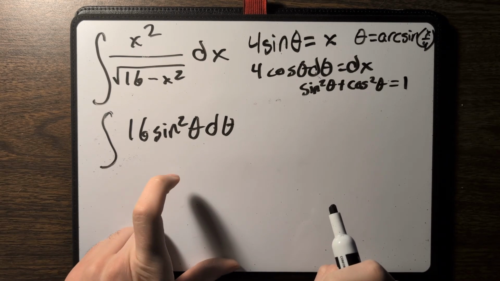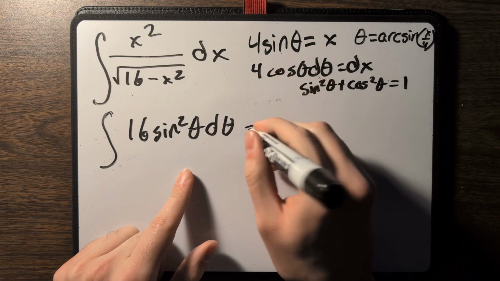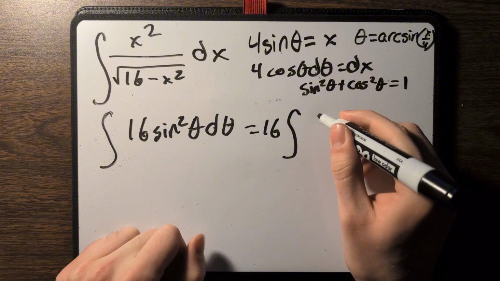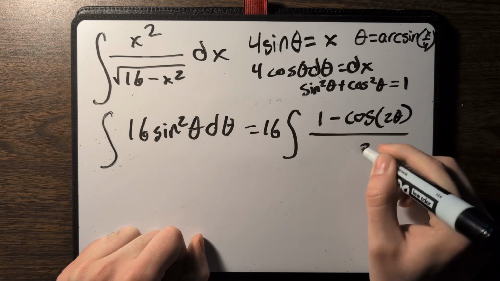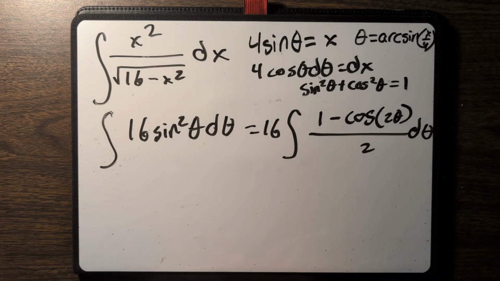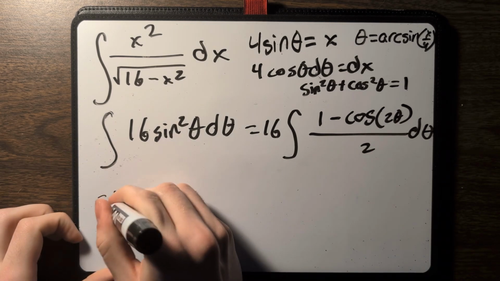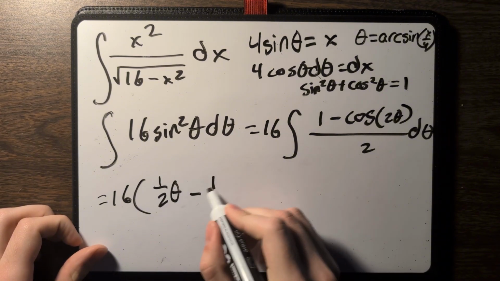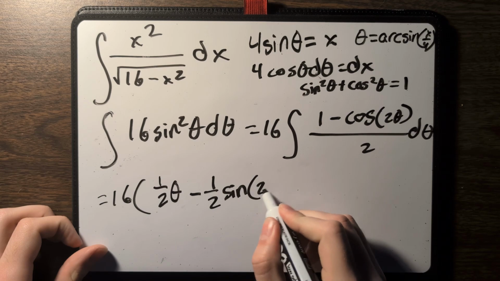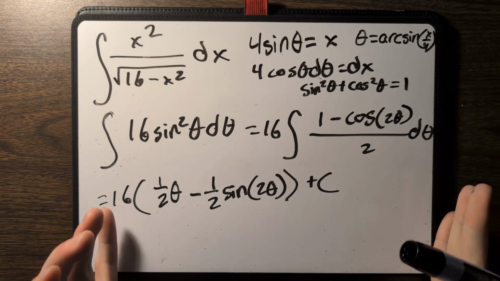So for this, we need to apply the double angle formula here, which states that sine squared theta is equal to 1 minus cosine of 2 theta over 2. So a lot of trig identities coming into play here. It's very useful to know all of them. This is going to equal 16 times 1 over 2 theta minus 1 over 2 sine 2 theta plus c.